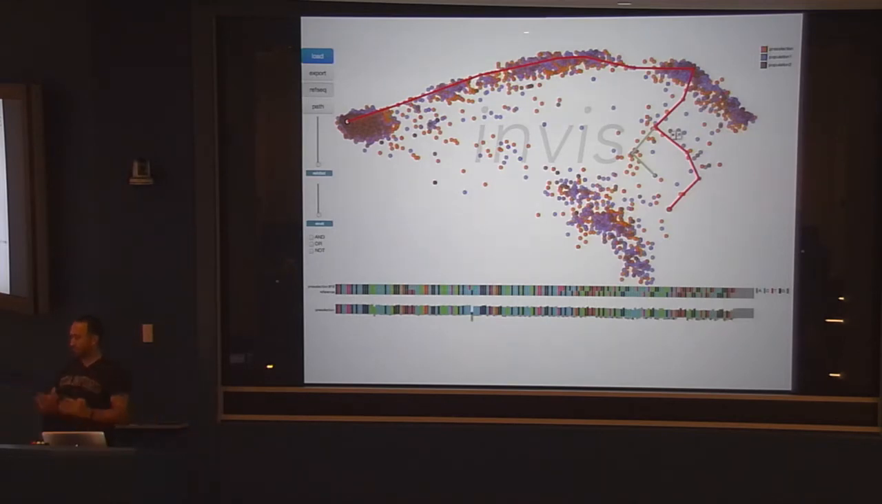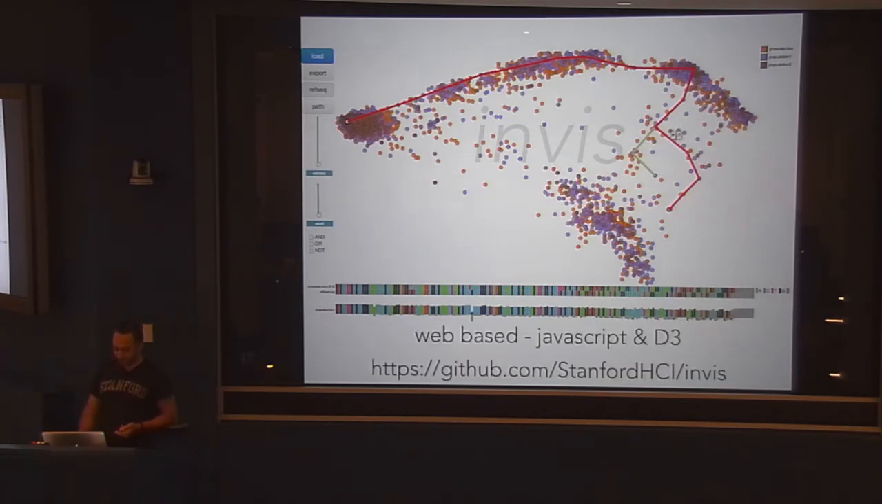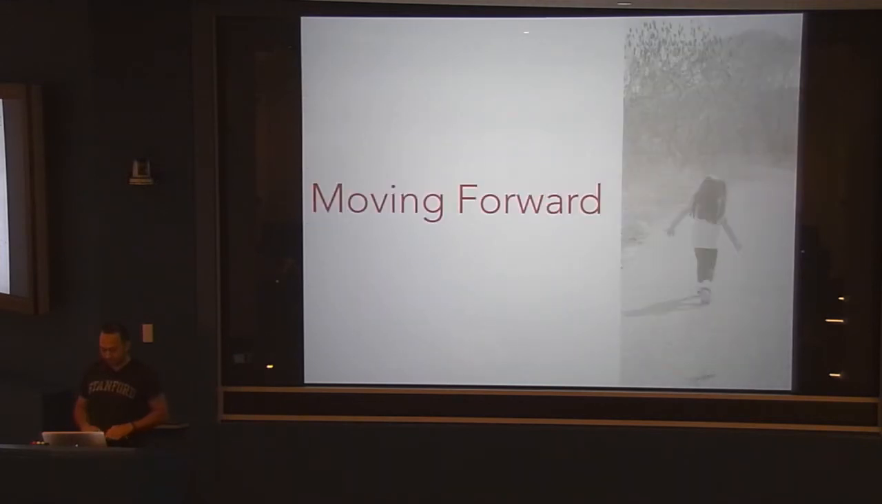Show the global view, show the local view, right? Let the user explore the in-between with interactions. And you can always put the feature-based views around those global views. Of course, let users drill down in the data. Invis is open source. You can go and check it out. We are continuously working on that. I'm going to talk a little bit about that. But let's say, moving forward.